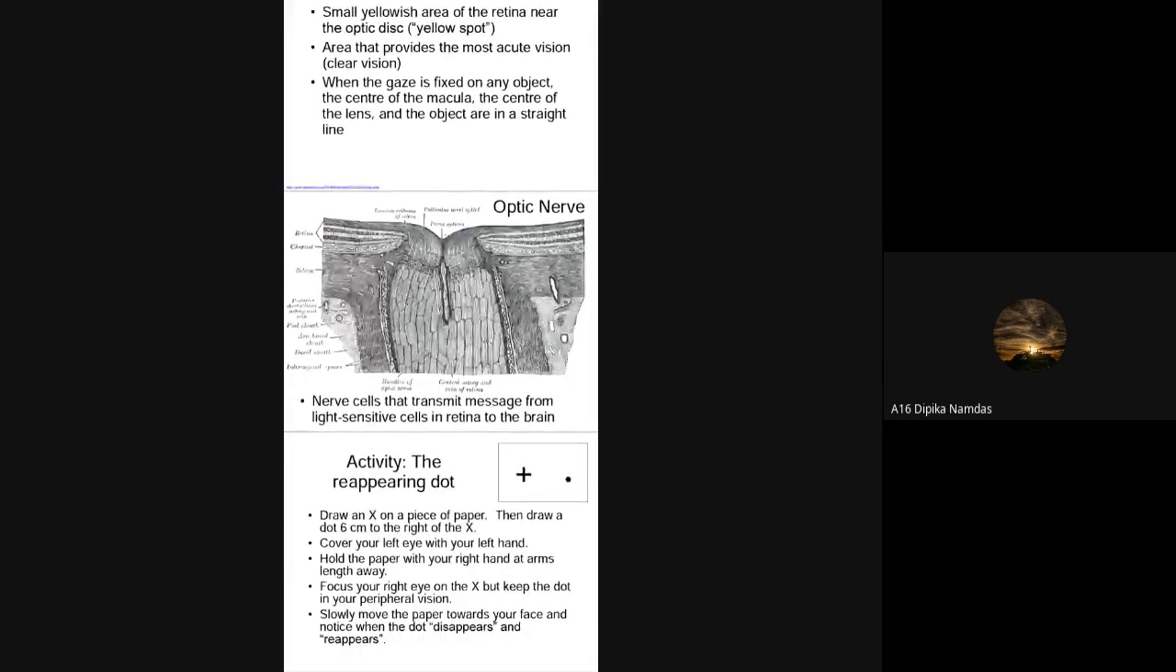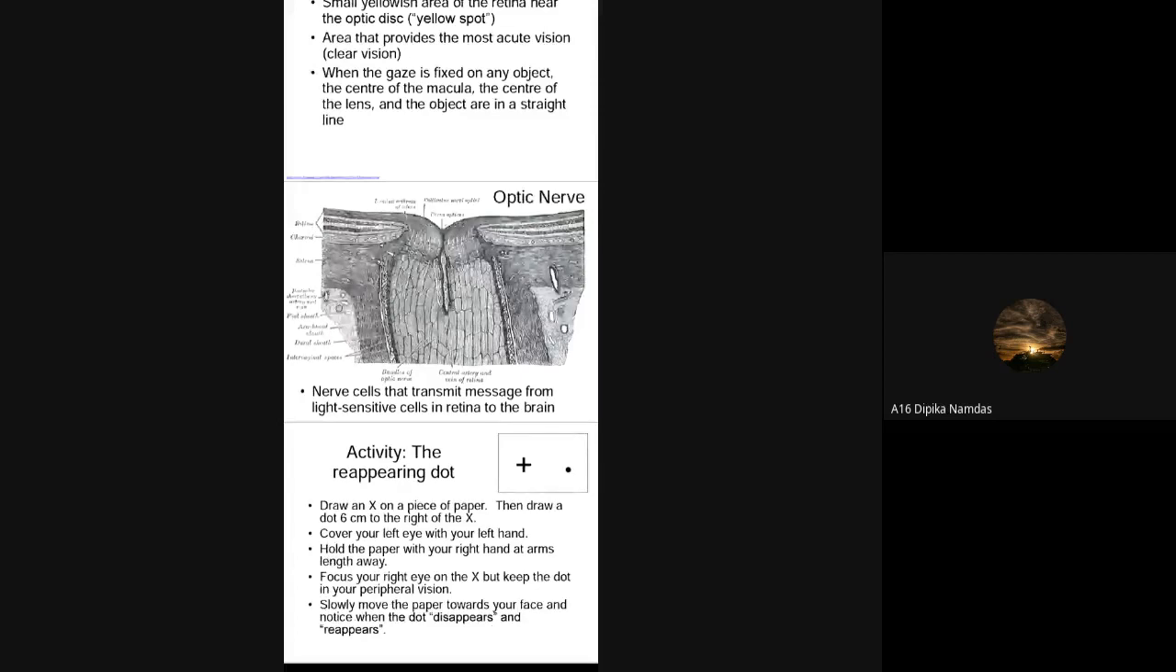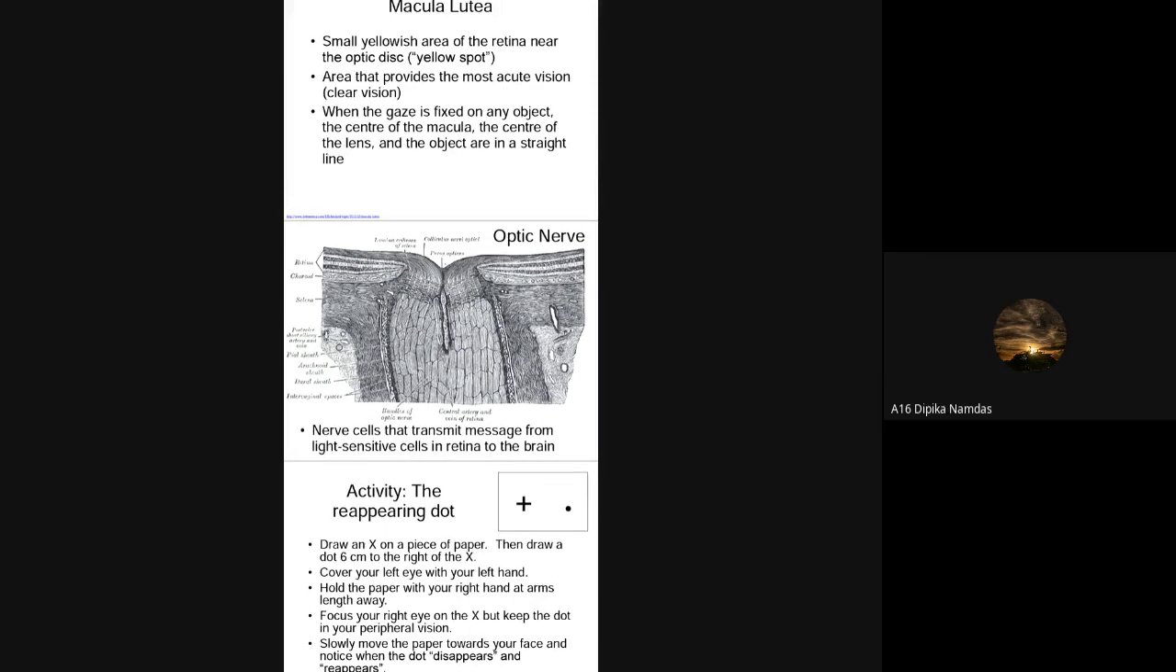Okay, this is the structure of the optic nerves. There are a number of optic nerves. The optic nerve transmits the message from the various cells in the retina to the brain when we observe anything. That information is provided to the brain by the optic nerve. If our optic nerve is damaged, we cannot provide the information to our brain. So optic nerves are also an important part of our human eye.